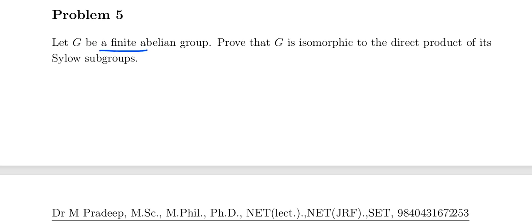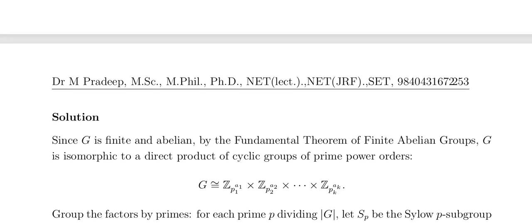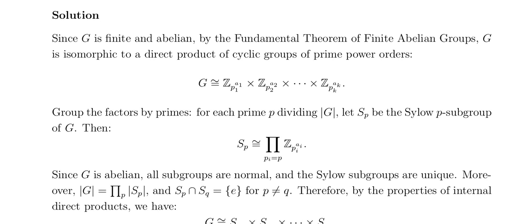Let G be a finite abelian group, then G is isomorphic to the direct product of its Sylow subgroups, that is Sylow p-subgroups. So G is finite and abelian. By the fundamental theorem of finite abelian groups, G is isomorphic to a direct product of cyclic groups of prime power orders, that is G is isomorphic to Z_{p1^a1} cross Z_{p2^a2} cross ... cross Z_{pk^ak}.